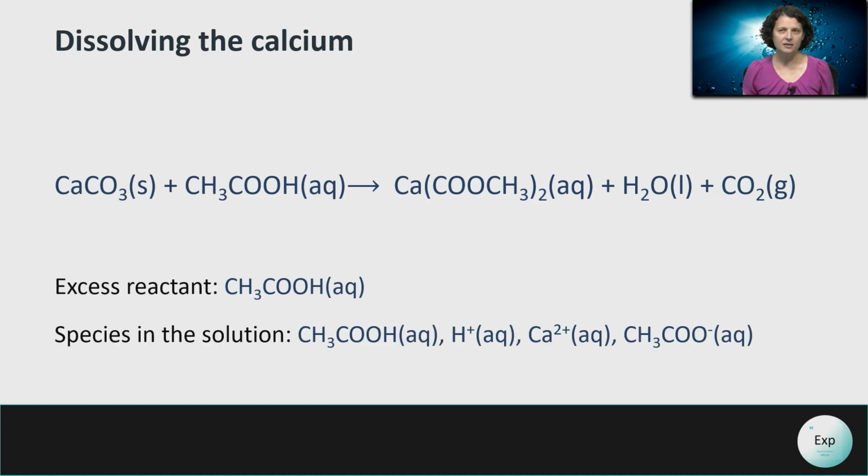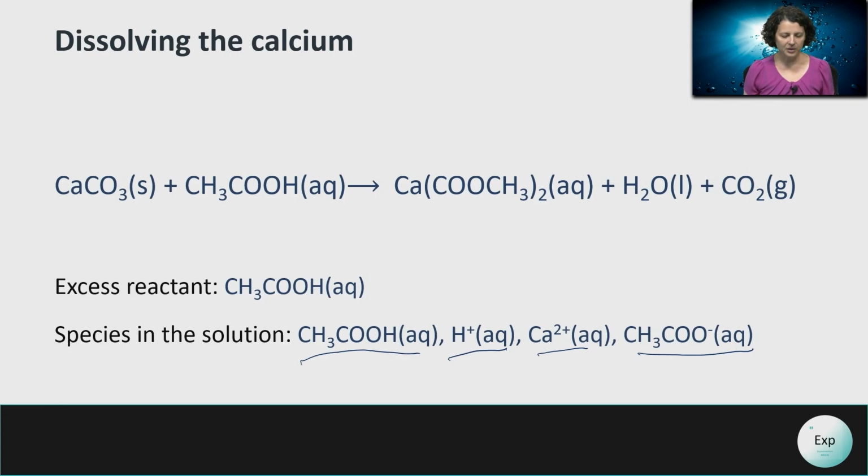The species in the solution at the very end are going to be the calcium acetate, which is an ionic compound that easily dissociates in water to release calcium ions and acetate ions. We will also have a small amount of hydrogen because we're using excess acetic acid, and we're also going to have acetic acid because as a weak acid, it partially ionizes in water, meaning that the majority of it is still present as acetic acid.